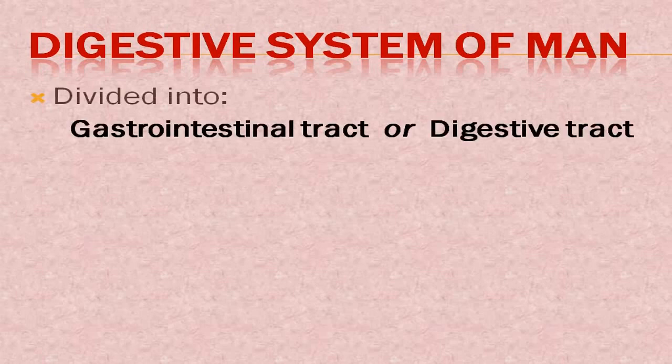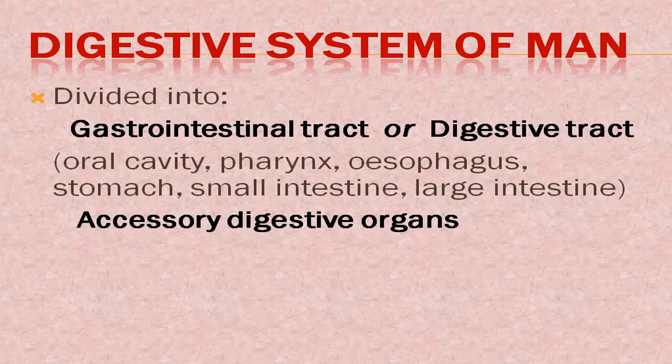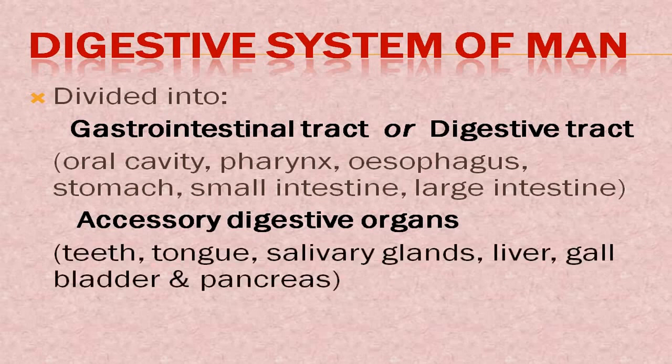It should be converted into smaller molecules so that the cell can absorb it and then utilize it. Now the digestive system of man. It is divided into two parts: the gastrointestinal tract or digestive tract, that consists of oral cavity, pharynx, esophagus, stomach, small intestine, large intestine, and accessory digestive organs which help in digestion: teeth, tongue, salivary glands, liver, gallbladder, and pancreas.